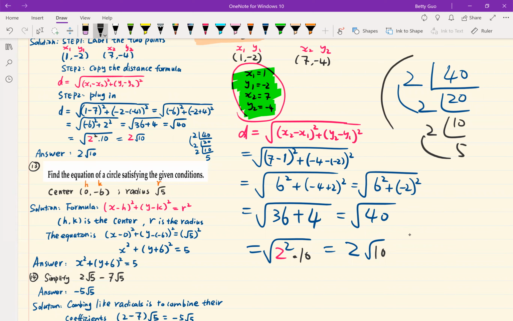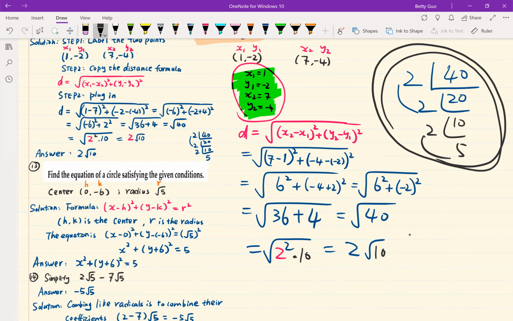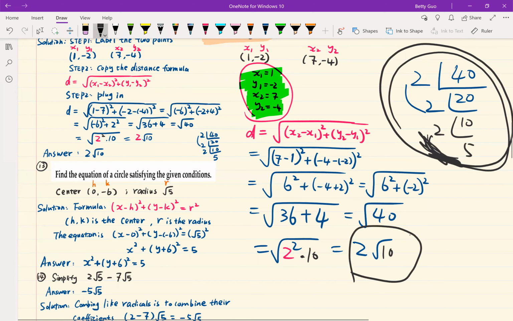Yeah, apologize for that. So when we prime factor 40, we have 40 equals 2 times 2 times 2 times 5. So that is 2 squared times 10. Then that is 2 times square root of 10 after simplifying. The result is 2 times square root of 10, the distance between the 2 points. Any question about number 12?